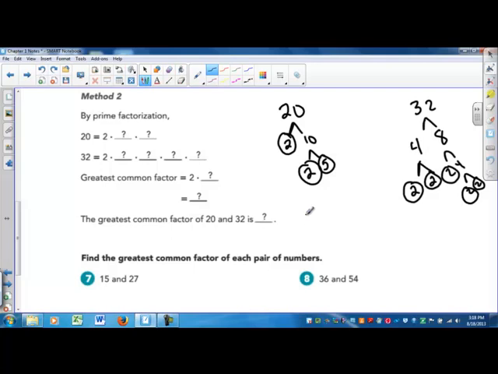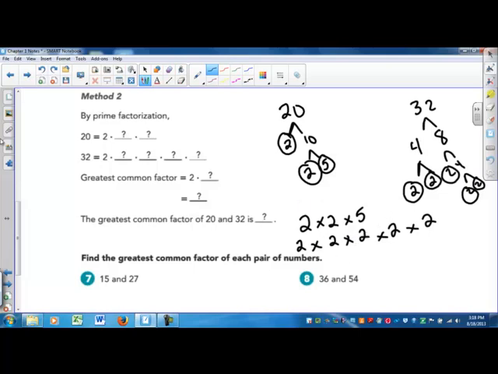For 20, it is 2 times 2 times 5. My prime factorization for 32 is 2 times 2 times 2 times 2 times 2. I hope I have. Oh, whoop. Wait, that's right. Yeah.